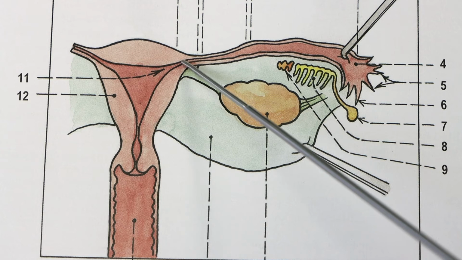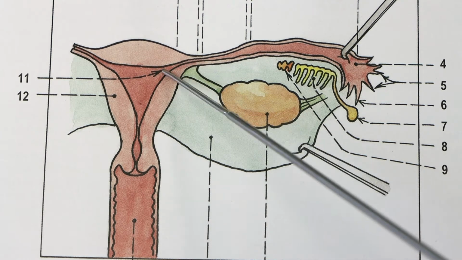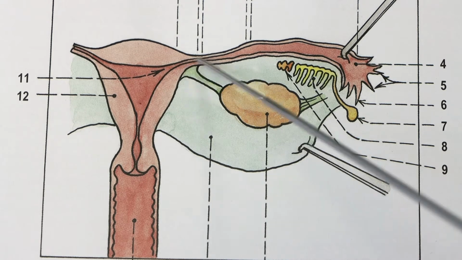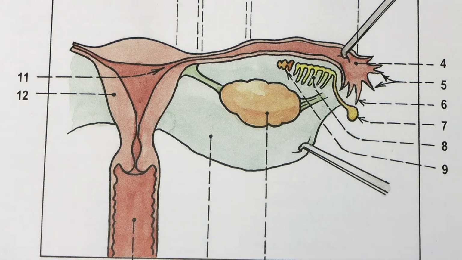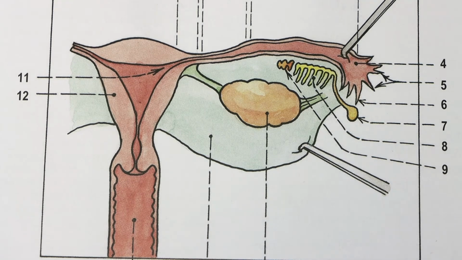Then the next part is where the uterine tube goes through the wall of the uterus. That is why it is called the uterine part or intramural part. It is the part of the tube which is located in, and passes through, the uterine wall. And then finally, the uterine ostium.